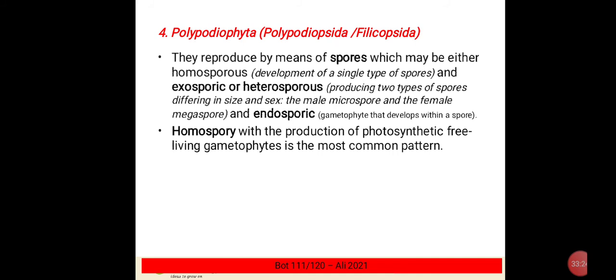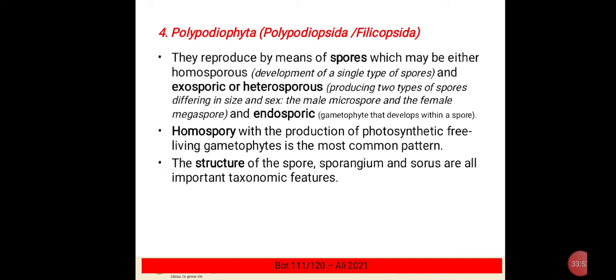Now the homospory. I said homo meaning one, the spores producing only one type of spore. Homospory with the production of photosynthetic free living gametophytes is most common in pattern. So the homosporous gametophyte is more common in Polypodiophyta, producing photosynthetic free living gametophytes, so they can carry out photosynthesis.